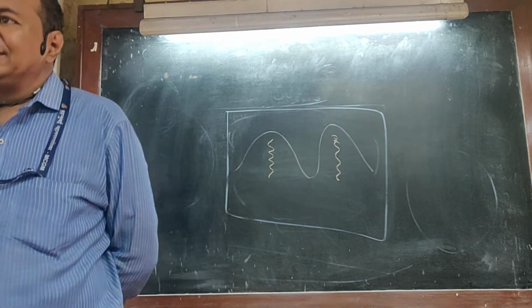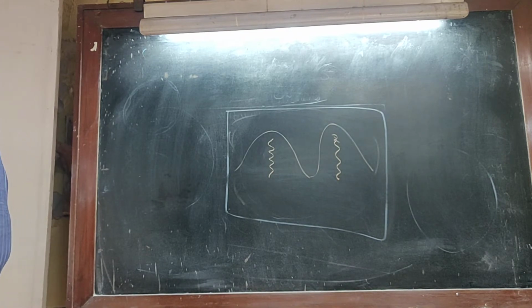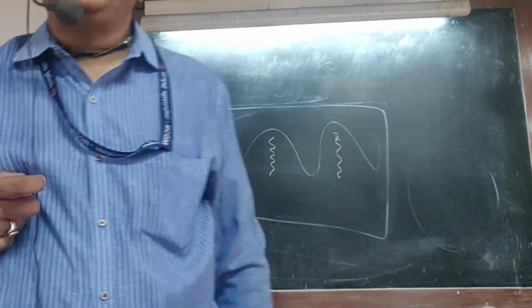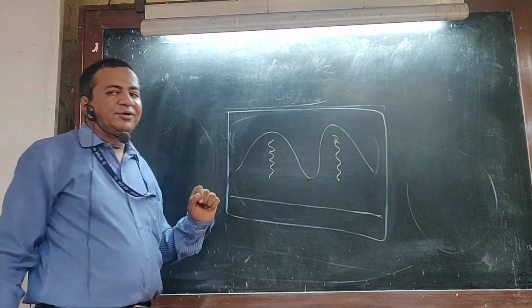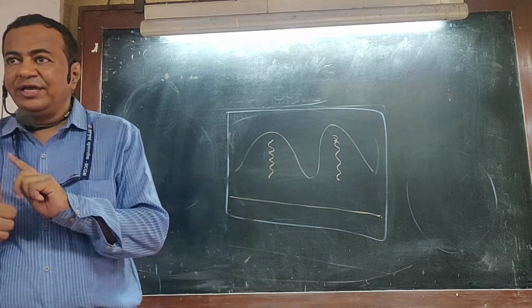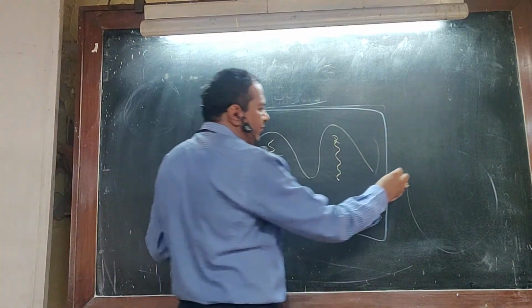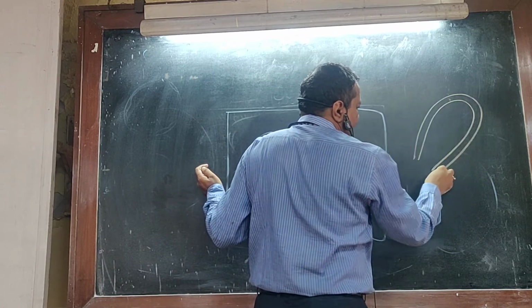Myometrium, what are the 3 layers? Anybody? The myometrium is here. There are 3 layers in the myometrium. One is reticular layer, circular layer and longitudinal layer. I will draw for you. The longitudinal layer goes like this.